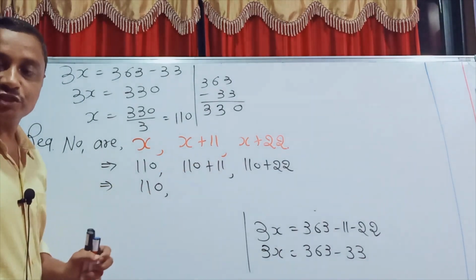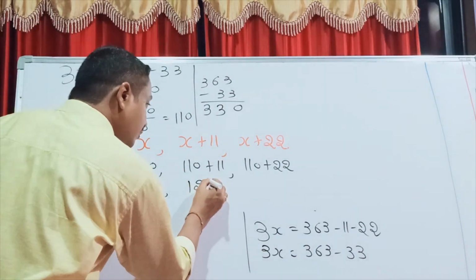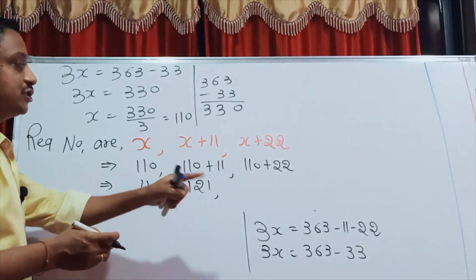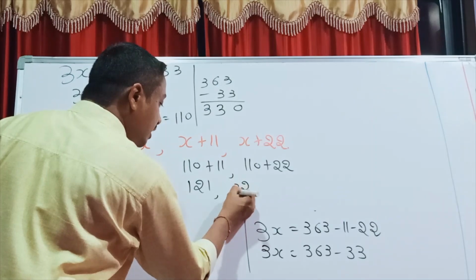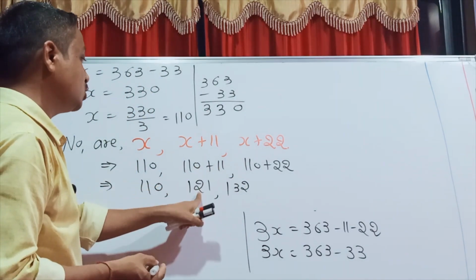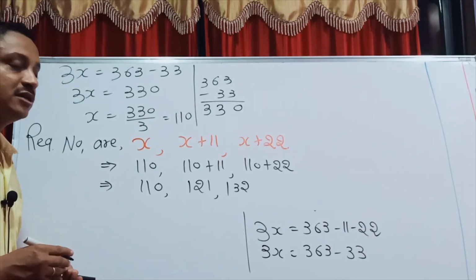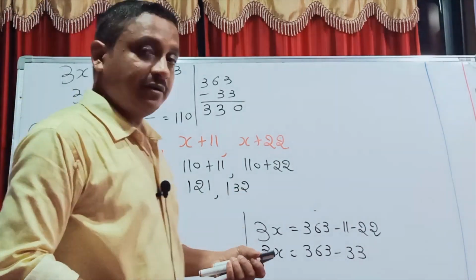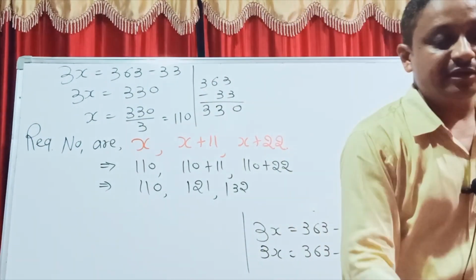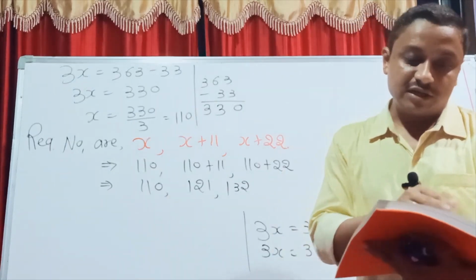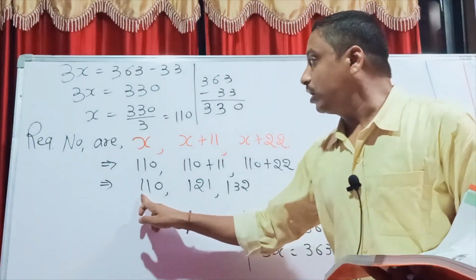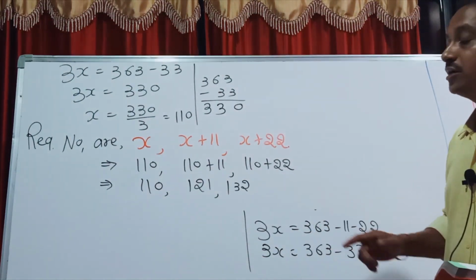How much is it? 110. Next 110 plus 11. How many? 121. And here, 110 plus 22. Yes, 132. Check them. All have an 11 gap. Yes students, that is our total, an 11 gap. Yes, happily done. This question's final answer is 110, 121 and 132. And if you add them all, your verification is done, 363.